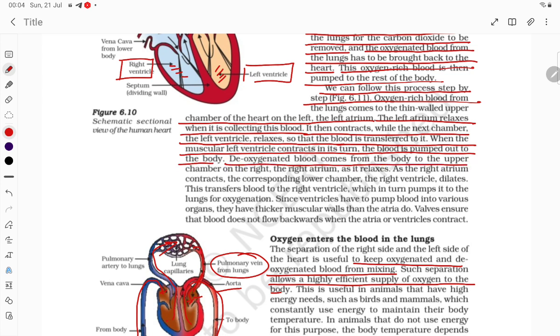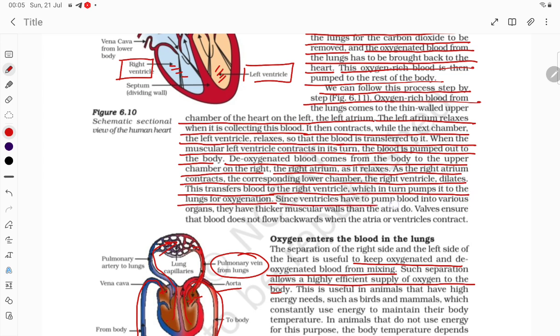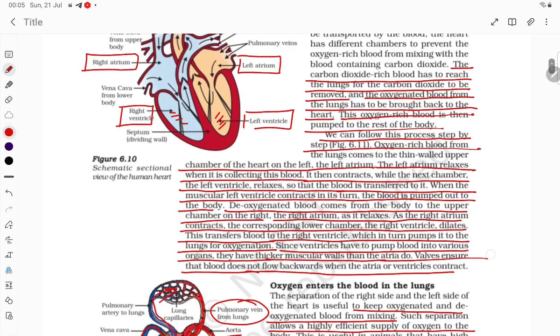Deoxygenated blood comes from the body to the upper chamber on the right, the right atrium, as it is relaxed. As the right atrium contracts, the corresponding lower chamber, the right ventricle, dilates, and the blood is transported to the right ventricle, which in turn pumps it to the lungs for oxygenation. Since ventricles have to pump the blood into various organs, they have thicker muscular walls than the atria. Valves ensure the blood does not flow backward when the atria and ventricles contract.